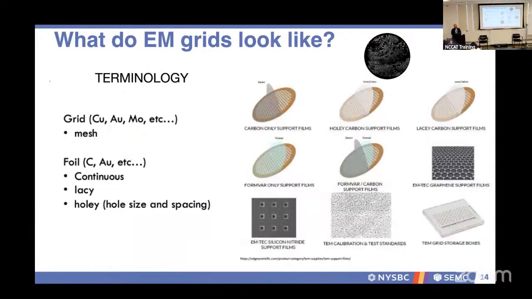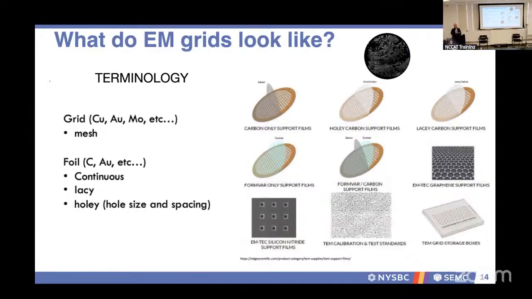Just to be clear for terminology, when I'm referring to the grid, I'm referring to the metal mesh. When I refer to the foil, I'm referring to what we put on top of the grid, and that ends up being a support film. For negative stain or room temperature work, that could be a continuous layer of carbon, but for cryo applications, there might be holes in that foil.